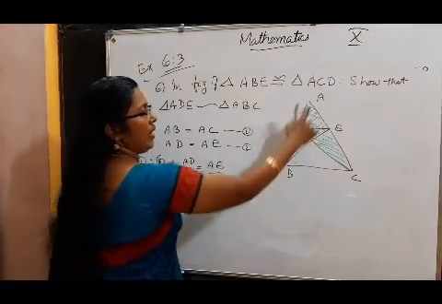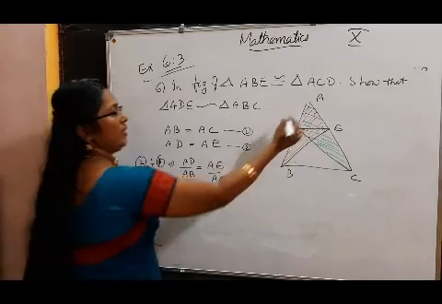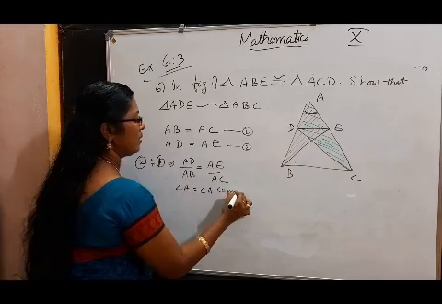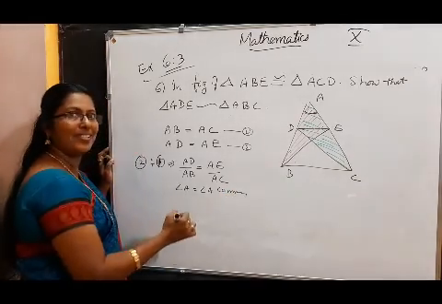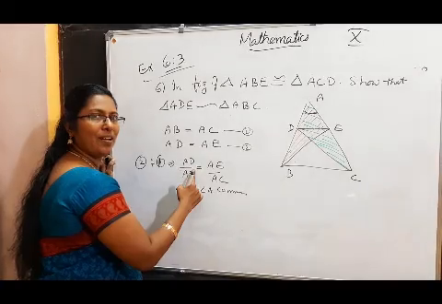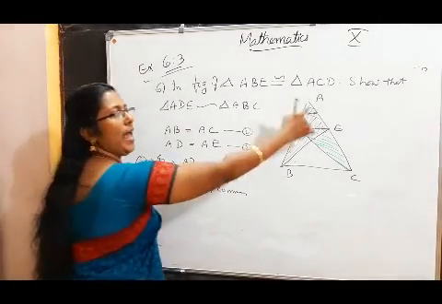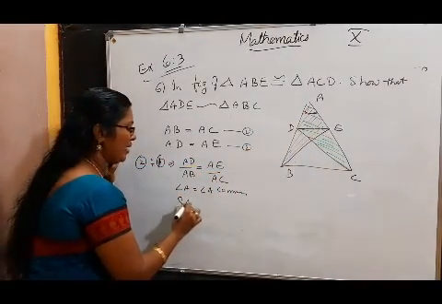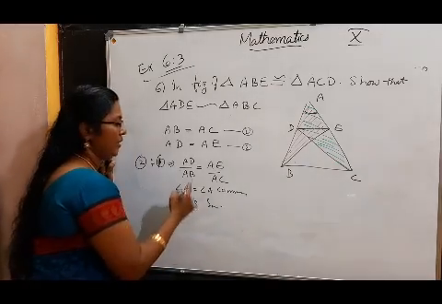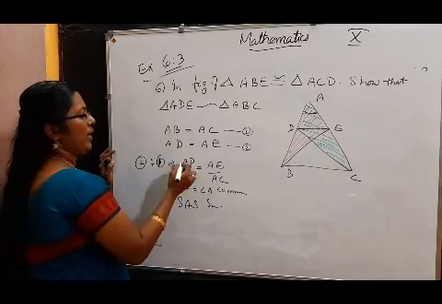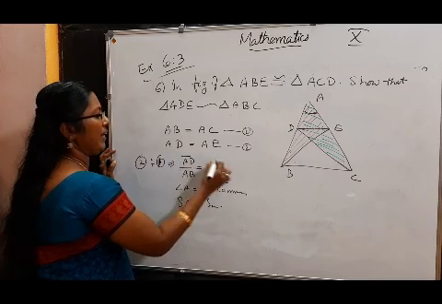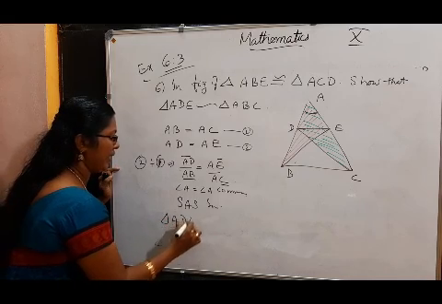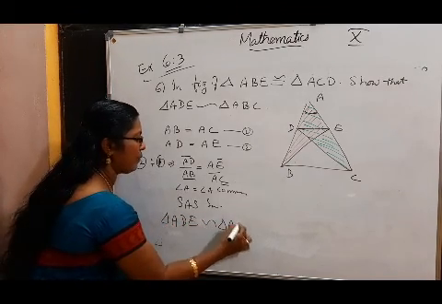AD by AB, AE by AC, and this is common. Angle A equals angle A, common. The sides are proportional and the included angle is common. This side and included angle, by SAS similarity criterion, these two triangles are similar. What about ADE? Triangle ADE is similar to triangle ABC.